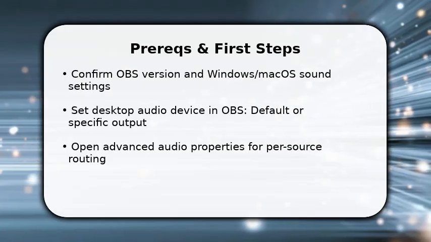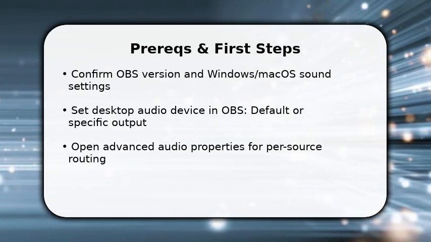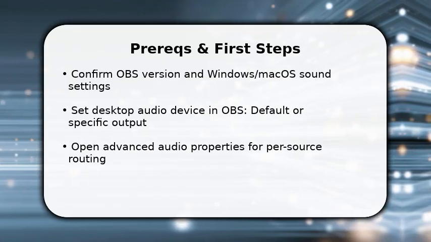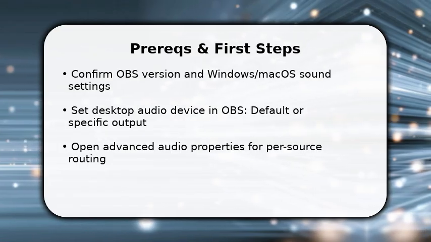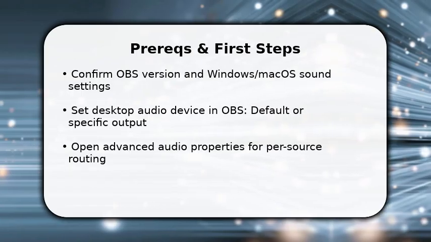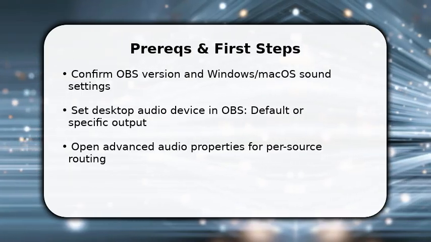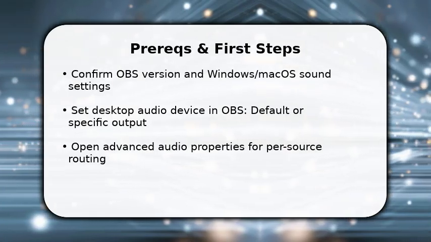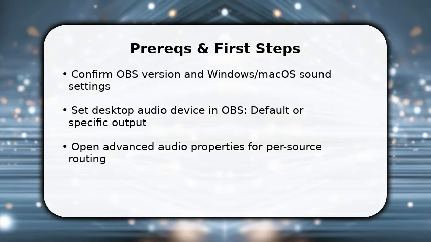You'll start by confirming OBS is up to date and your OS sound settings are correct. This prevents driver conflicts. Next, open OBS Settings, then Audio, and choose a desktop audio device, default, or the exact output you use. Once done, add or select an audio source and open Mixer, then the gear icon, then Advanced Audio Properties to ensure the desktop audio is not muted and is routed to the correct tracks. This sets the foundation for recording desktop audio successfully.